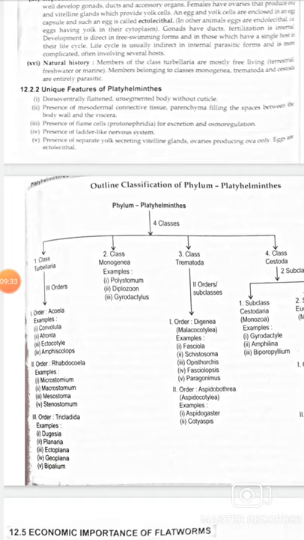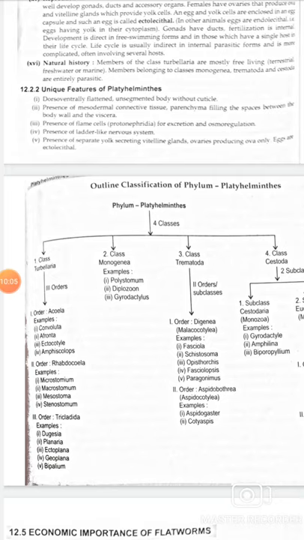The next order is Aspidobothria. It includes Aspidogaster and Cotylaspis. These are the examples under this order Aspidobothria. The last class is Cestoda. It consists of two subclasses, that is Cestodaria and Eucestoda. Subclass Cestodaria includes animals like Amphilina, Biporophyllum and Gyrocotyle.